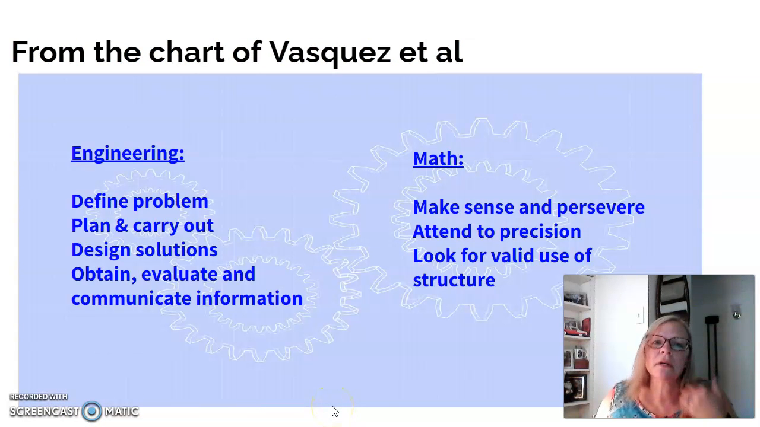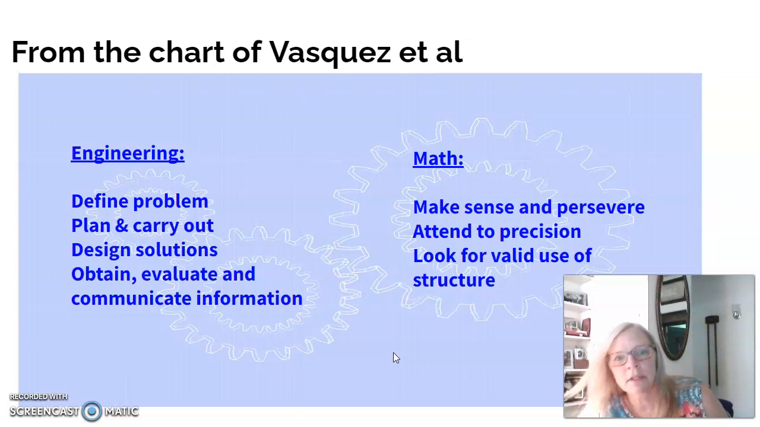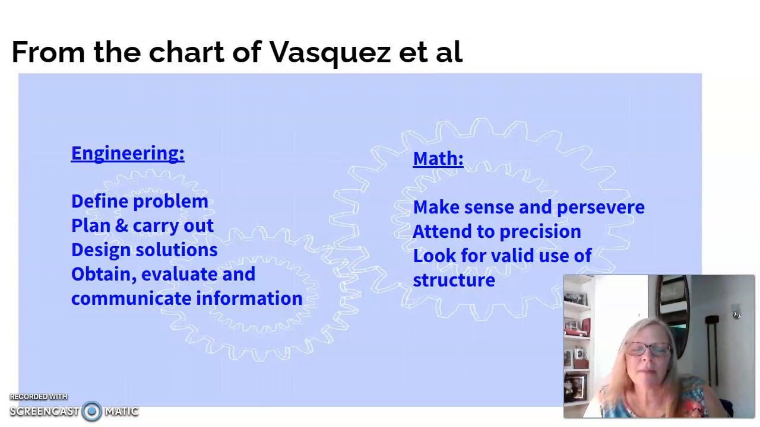From the chart, the engineering connections are defining the problem. Parent drop-off was a mess. Plan and carry out: they counted cars, whether it was raining or sunny, warm or cold. Designing a solution, obtaining, evaluating, and communicating the information, which is what they did at open house and to our safety committee. Math: making sense and persevering.